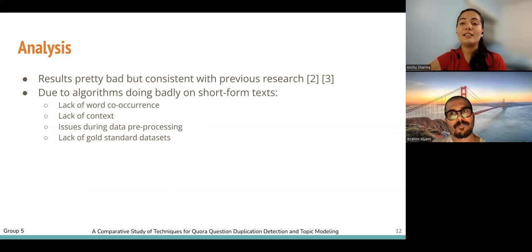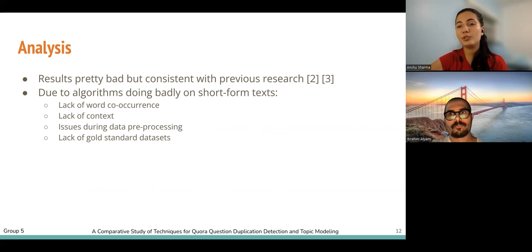So we found out that there is an existing gap in the research area: algorithms do not perform well on short form text. And why is that? It's because short form text lacks word co-occurrence. With just 250 characters of text, or with tweets and questions, there is not much word co-occurrence, and there isn't much context in those data. Because of that, the algorithms cannot perform well.